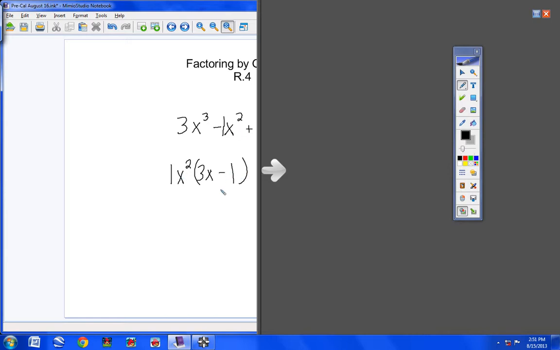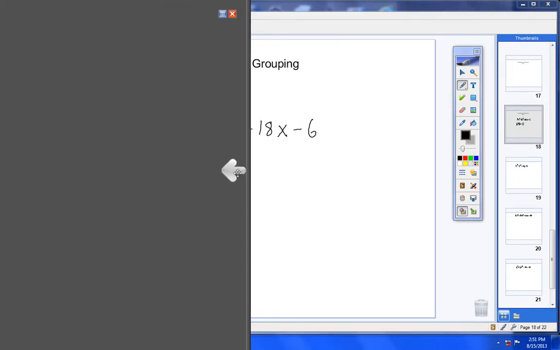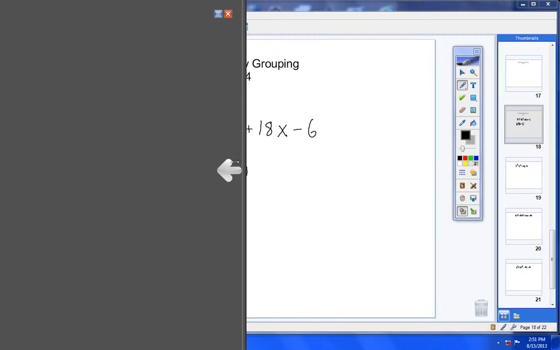So there we go. So what I just did is I pulled out what was common, or the common factor in the first 2 terms. Now, let's take a look at the last 2 terms. Remember, it's 4 terms. We looked at the first 2, now we're going to look at the last 2. All right. What number goes into 6 and 18 evenly? Well, a positive 6.